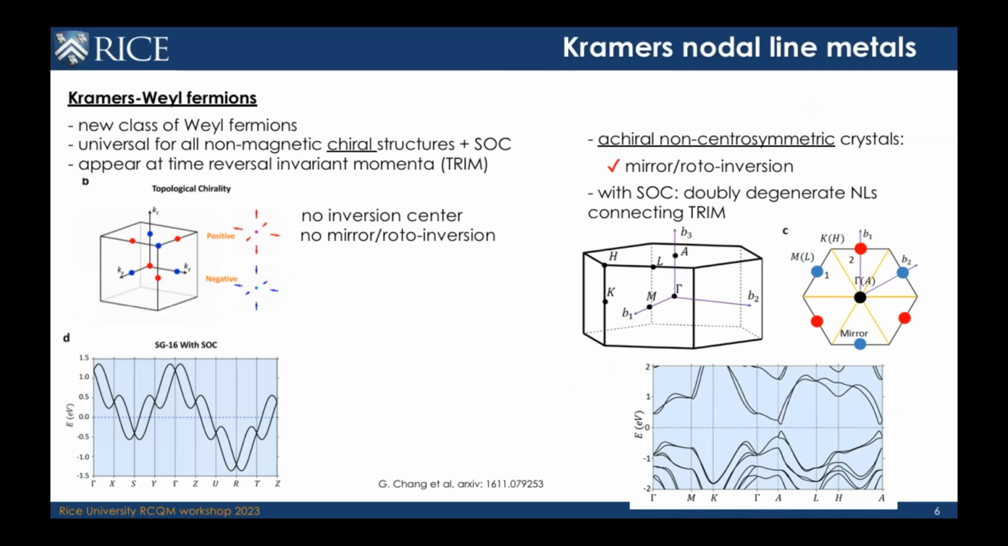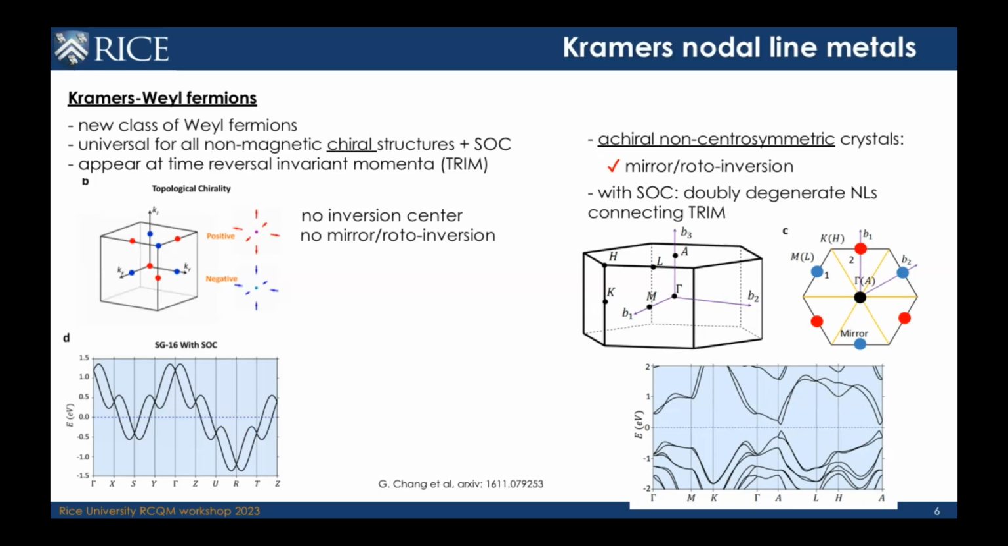inversion symmetry and no mirror or rotoinversion, when spin orbit coupling is added, the degenerate bands before the addition of spin orbit coupling are now split everywhere except at some very special points in the reciprocal space called time reversal invariant momenta points, these high symmetry points, X, S, Y, gamma, etc. So the way this Fermi surface looked like before was that all these bands were degenerate, and now the degeneracy is lifted, but the Kramer-Weil points are pinned at these special points.